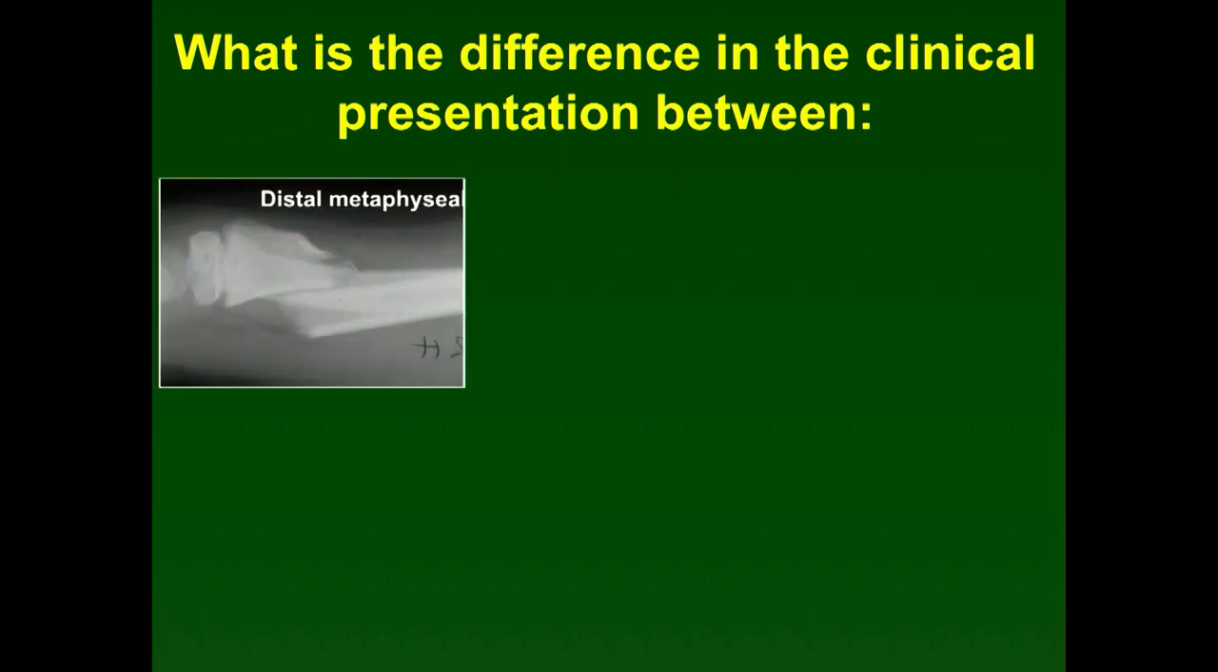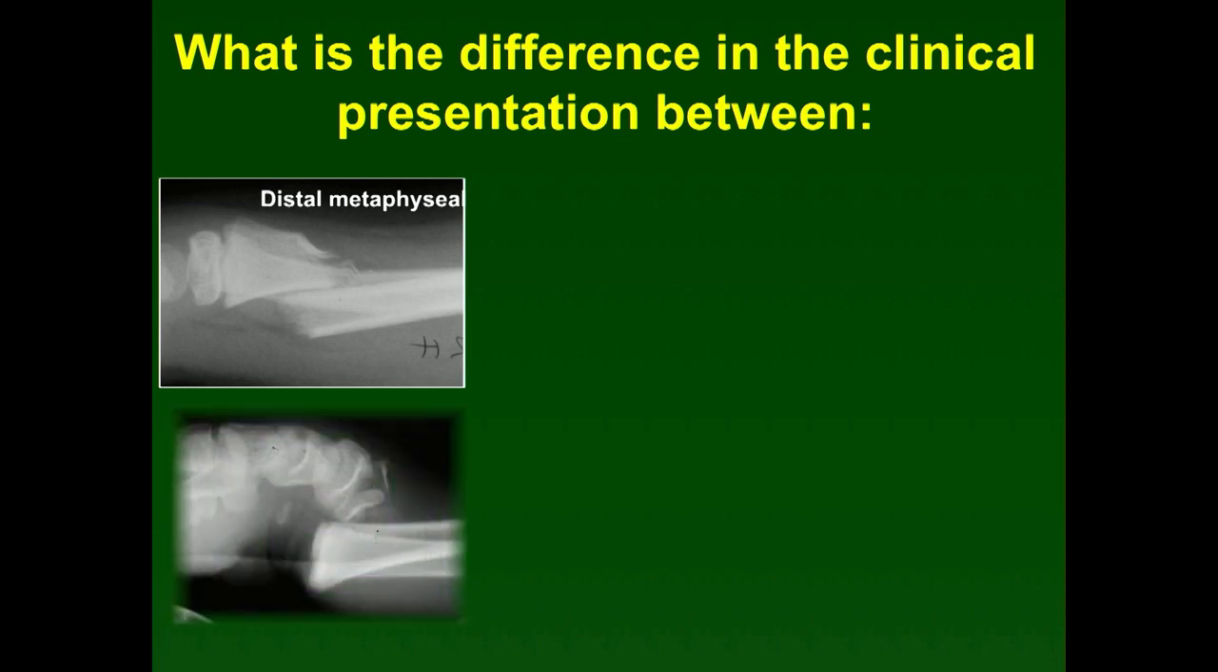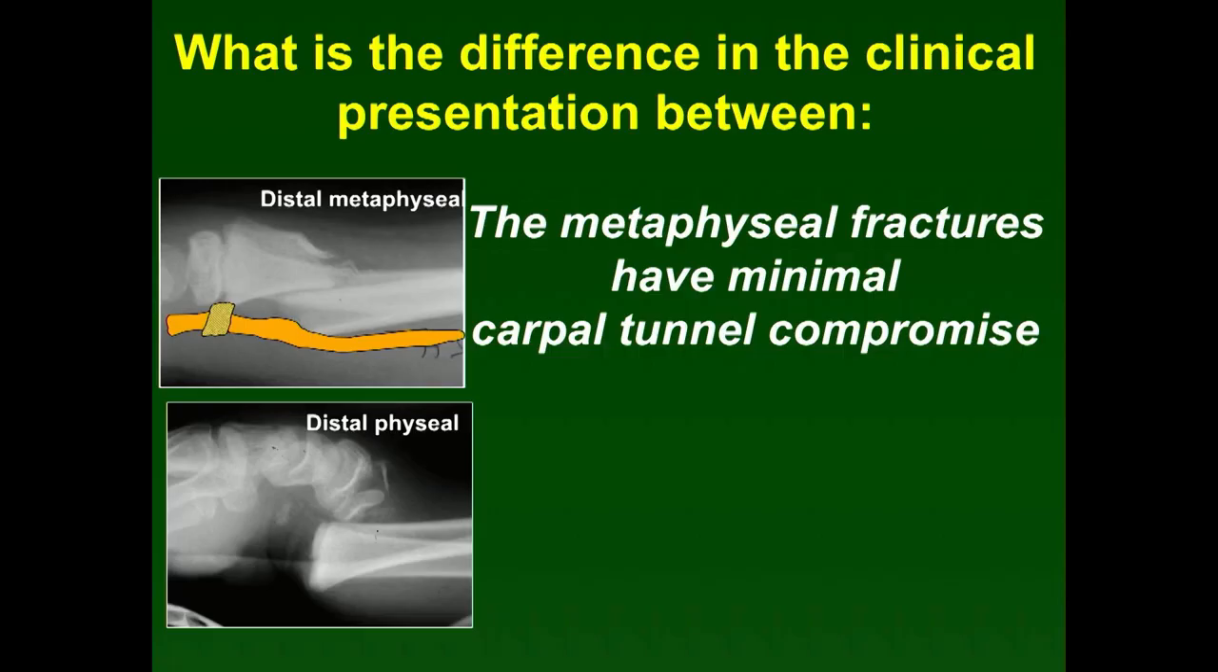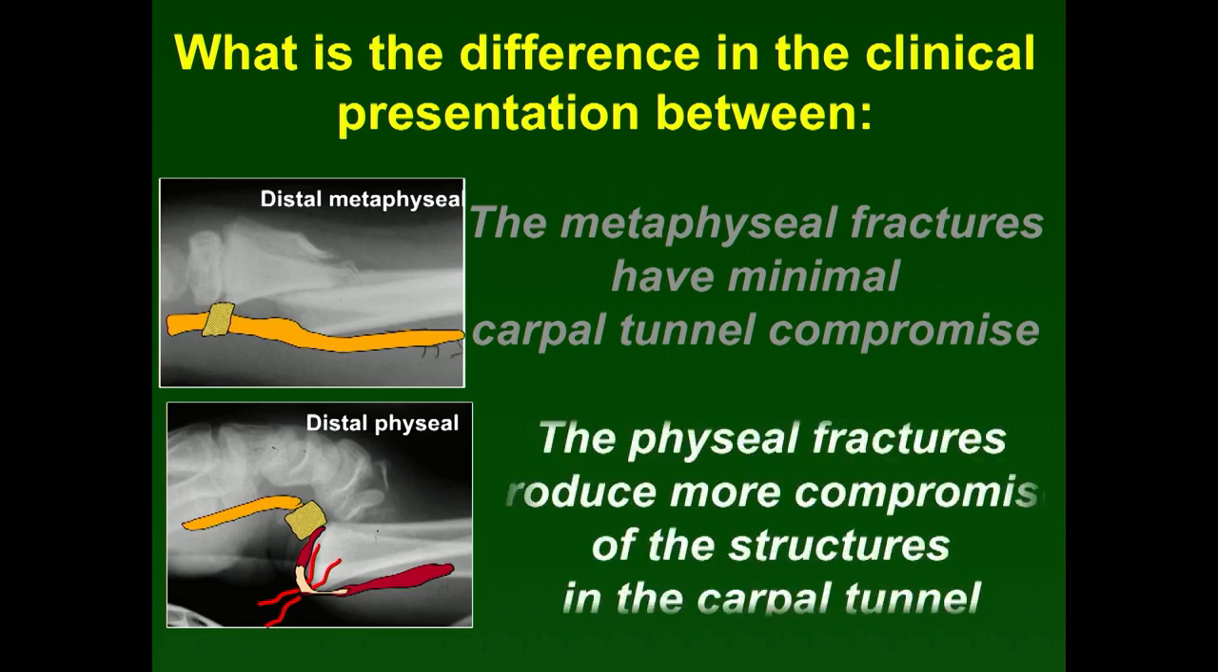So, if you have two fractures of the distal radius, these are the most common ones, and each of them will be a little bit different clinically. This is the distal metaphysis, which, as we'll discuss later, is the most common fracture in children, and this is the distal physis. So what's the difference? Well, the metaphyseal fractures have minimal carpal tunnel collapse. What about the distal physeal fracture? What do you think is the problem there? Well, the distal portion of the proximal fragment is pressing right on the carpal tunnel, and so they have more compromise of structures.